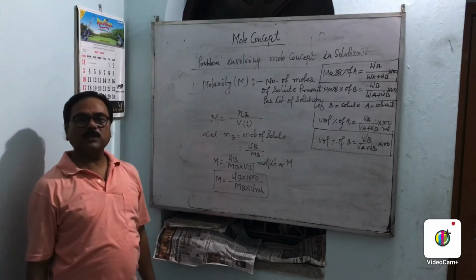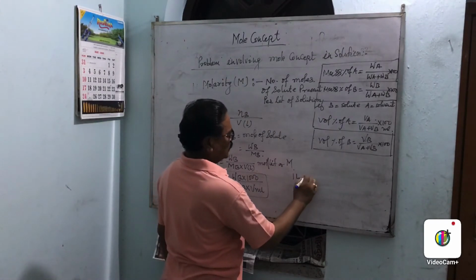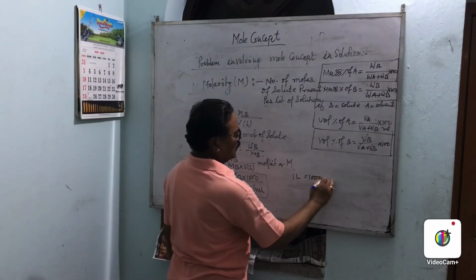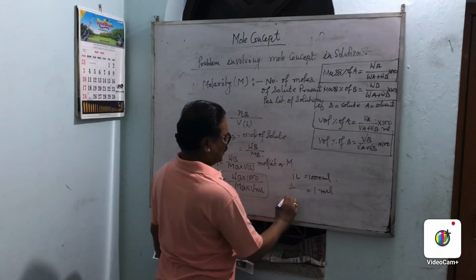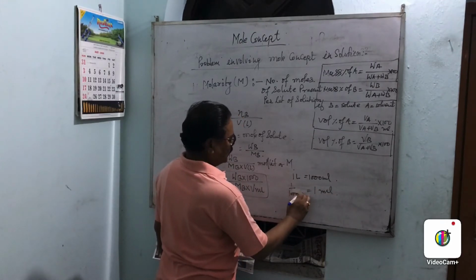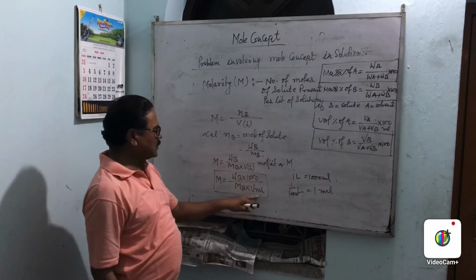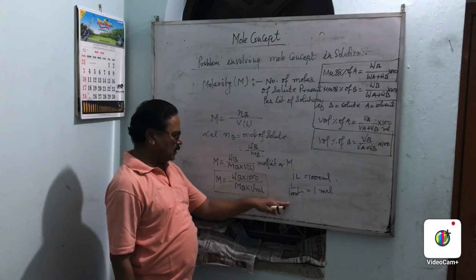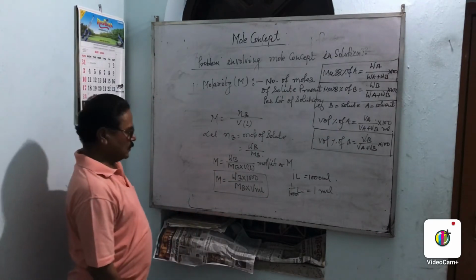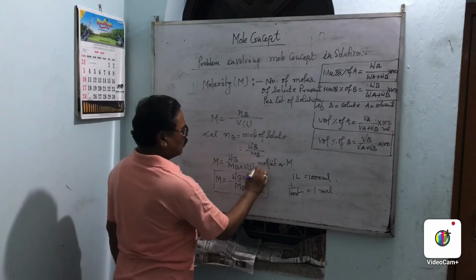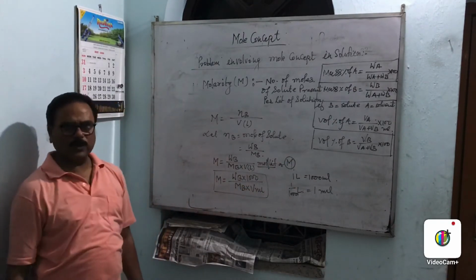Now the volume is given in milliliter, because it is a simple thing: 1 liter is equal to 1000 milliliter. So 1 milliliter is equal to 1 by 1000 liter. That's why the 1000 comes here. So there is no chance of any confusion. And the unit is written as mole per liter, or the molarity. Whatever the unit is, you write it.